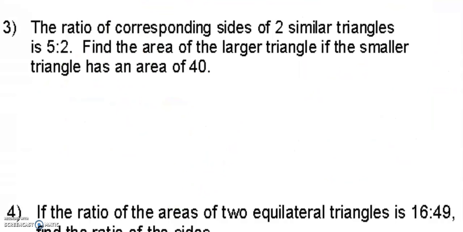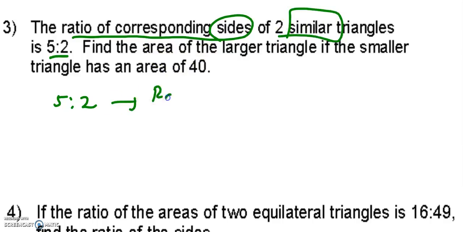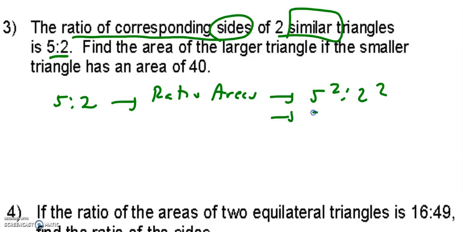Example 3, the ratio of the corresponding sides of two similar triangles is 5 to 2. Find the area of the larger triangle if the smaller triangle has an area of 40. So we're going to need proportions for this, but it tells me that the ratio of the sides is 5 to 2. Because the shapes are similar, I can say that the ratio of my areas is 5 squared is to 2 squared, or 25 is to 4.